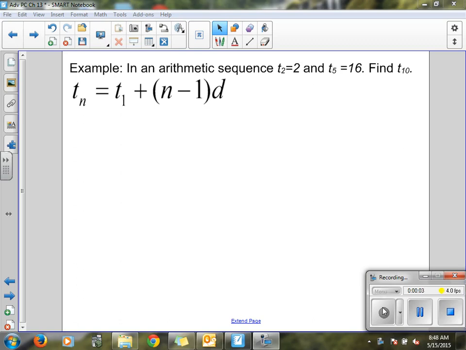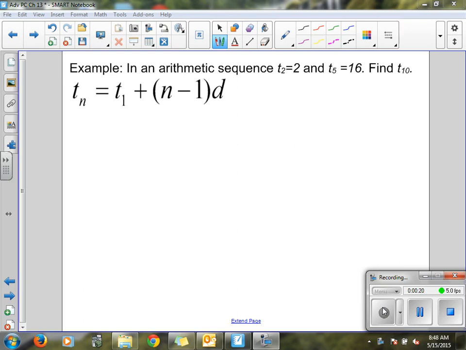All right, this example for Chapter 13, Section 13.1 is looking at an arithmetic sequence. We are given some information about two of the terms in the sequence. The idea is that we're going to then find the 10th term in the sequence.